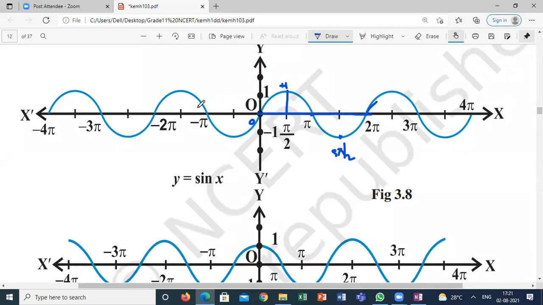So on the negative side also the same thing, from 0 to minus pi it is decreasing up to -90 and increasing up to -3 pi by 2. Increasing and decreasing is different, but you will get the same kind of values in negative. At plus pi by 2, it is +1. At minus pi by 2, it is -1.